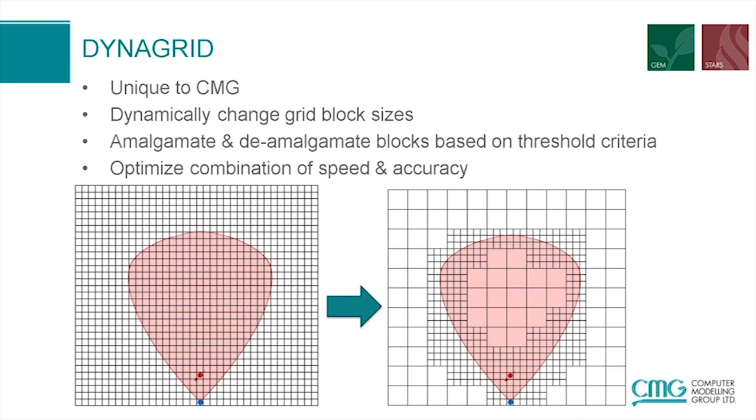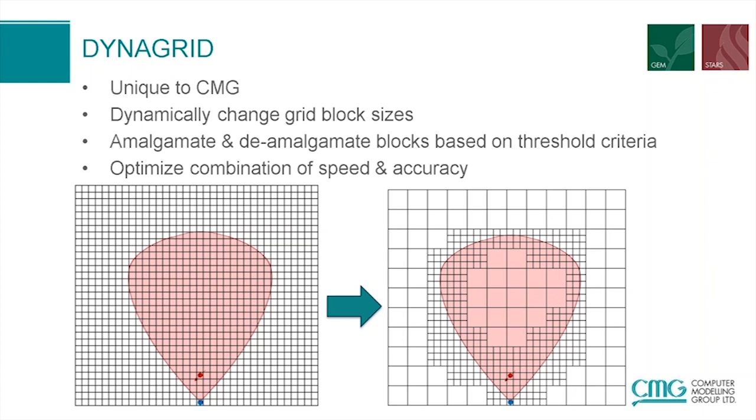DynaGrid will allow you to amalgamate, or combine, small grid blocks into larger grid blocks, or vice versa, de-amalgamate, or refine, larger grid blocks into smaller grid blocks. In a simulation like this, a lot of grid blocks on the outer edge are not changing. They have the same temperature, the same pressure, the same properties. So DynaGrid will combine them into larger grid blocks to reduce the number of grid blocks you need. Similarly, inside the steam chamber, after it's been developed, the region can be fairly homogeneous, and since all these grid blocks are very similar in properties, we can combine them into larger grid blocks.